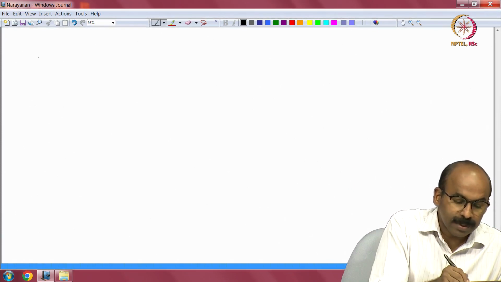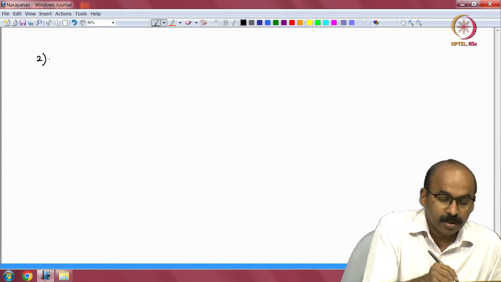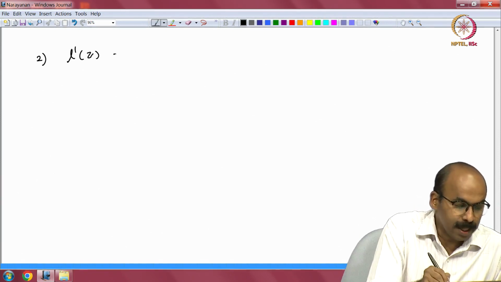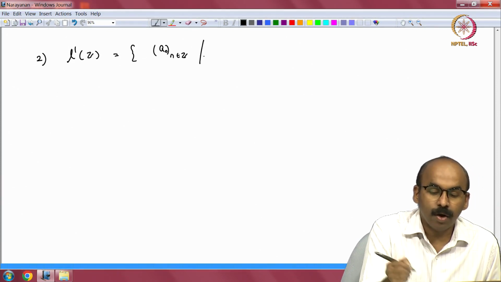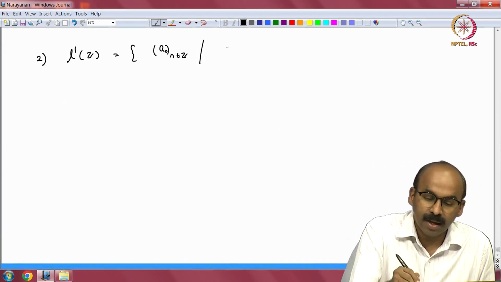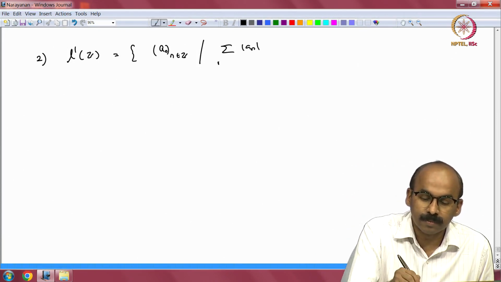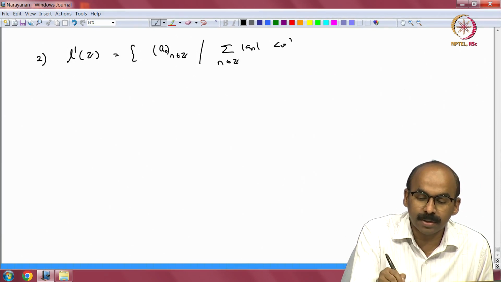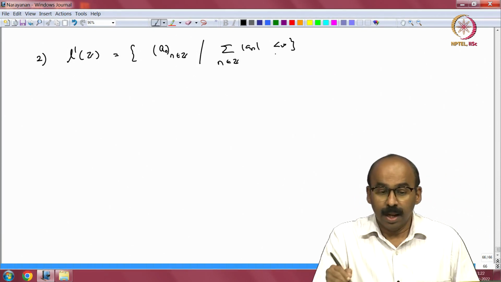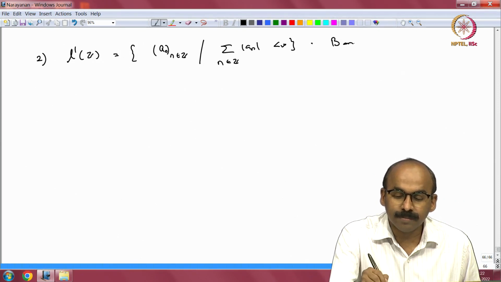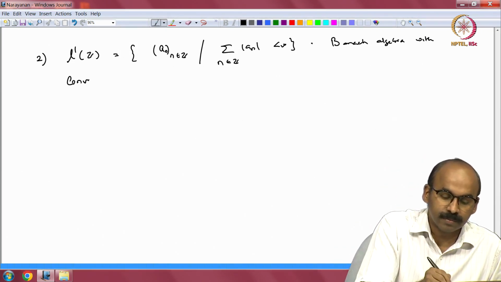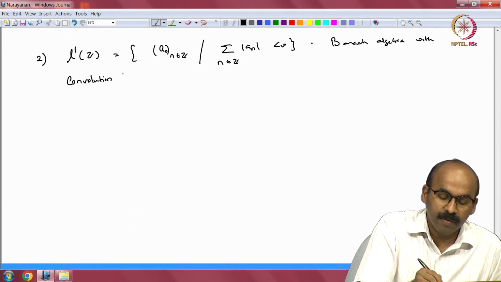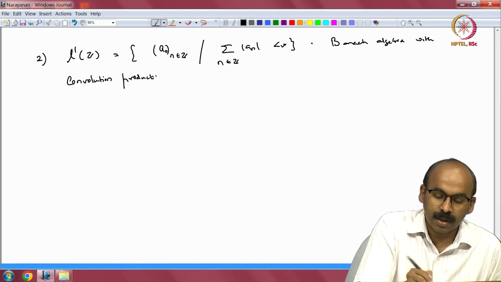Let us look at some other example now, which is not a C-star algebra. L 1 of Z. Remember this is the set of all two-sided sequences a_n, n in Z, which are summable, so the sum of |a_n| is finite, and the norm is simply this one. Now we know that this is a Banach algebra with the convolution product.